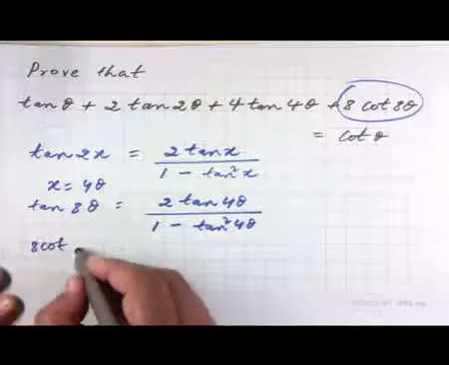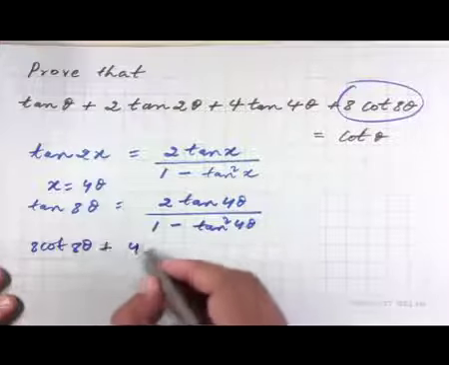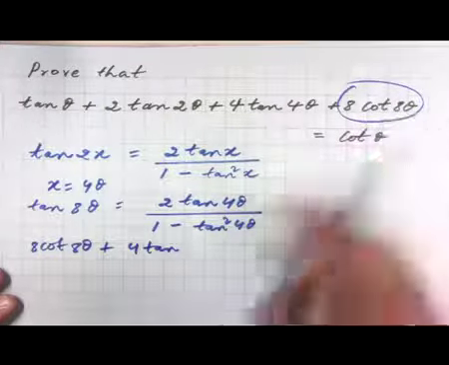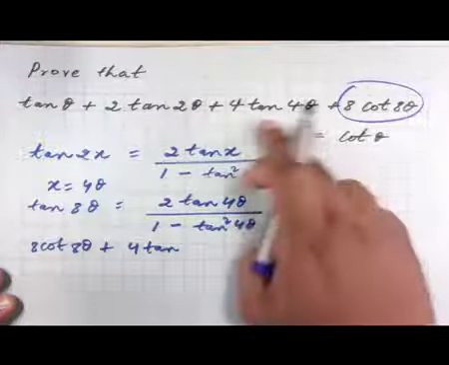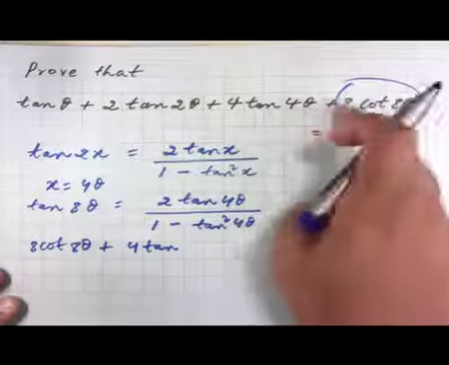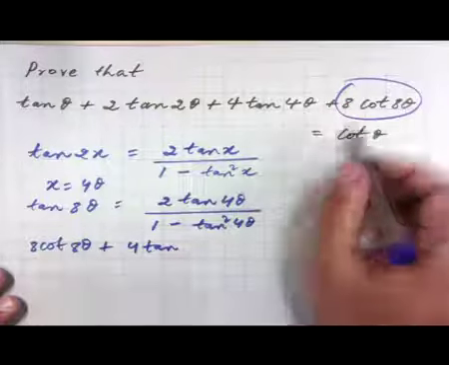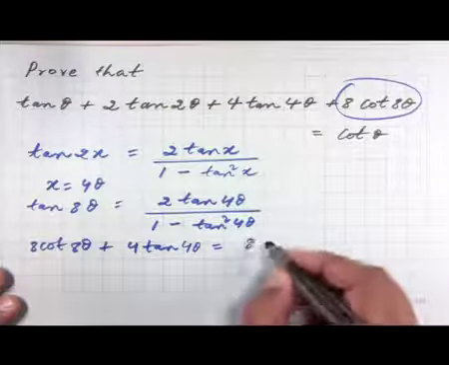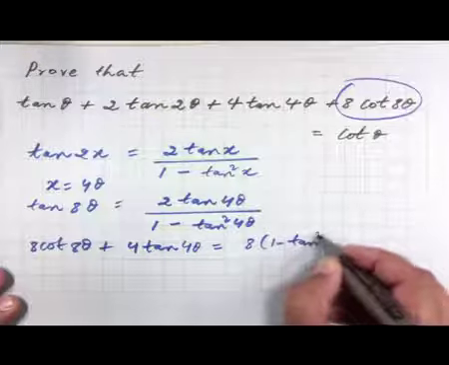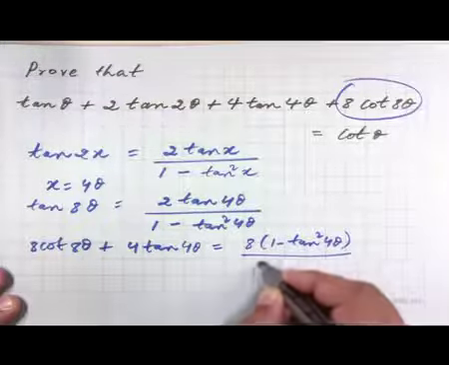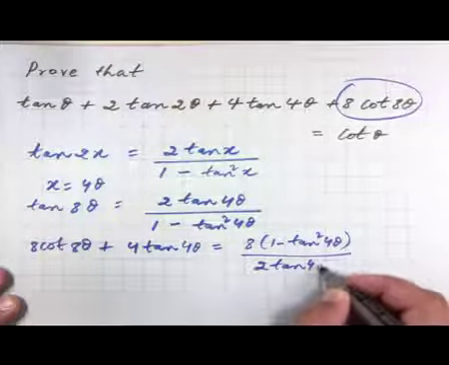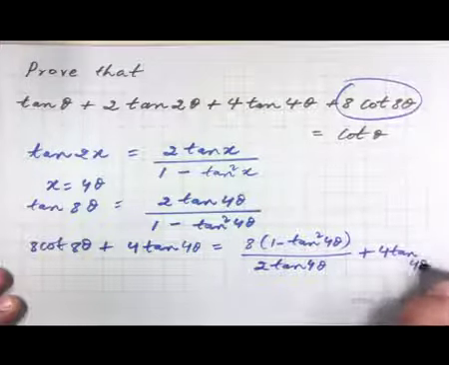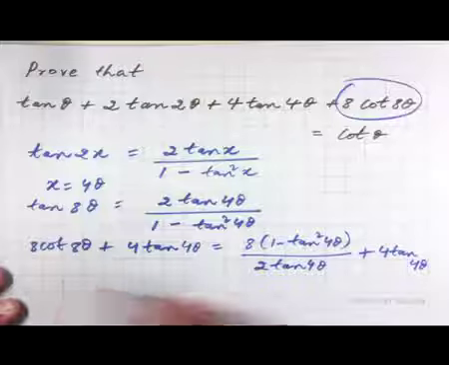So, what we get is 8 cot 8 theta plus 4, and we realize that this cot 8 theta expression will have tan of 4 theta, and the next term is tan of 4 theta. So, we will try to combine it with it. So, 8 cot 8 theta plus 4 tan 4 theta will be equal to 8 into (1 minus tan square 4 theta) by 2 tan 4 theta plus 4 times tangent of 4 theta. So, this becomes 4.